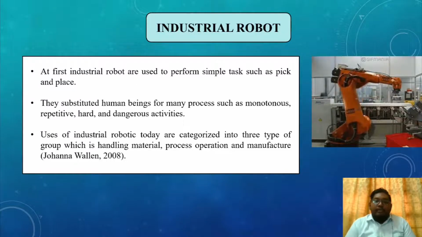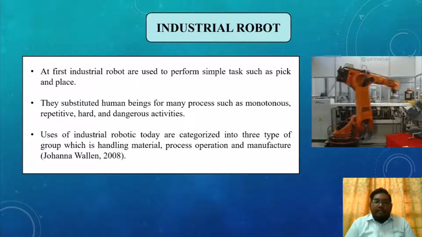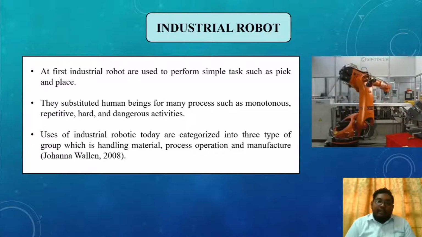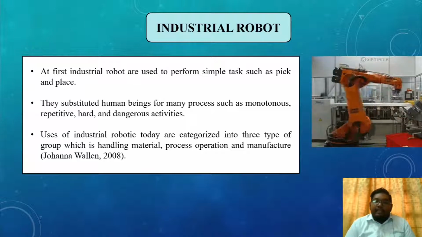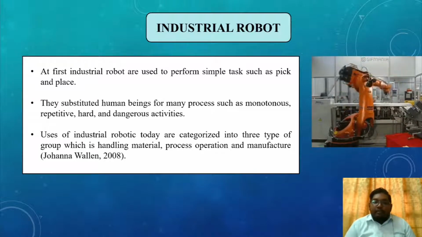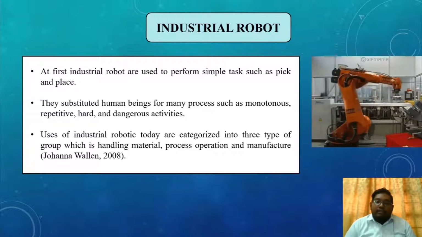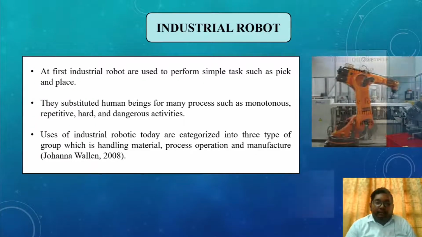They substitute human beings for many processes such as repetitive, hard and dangerous activity. In Johanna Warren's article, released in 2008, she stated that users of industrial robotics today are categorized into three types of groups, which are handling material, process operation, and manufacture. For this project, industrial robots are typically used for sorting purposes to reduce cost, maximize performance, improve the quality of the product, and remove hazardous activity.